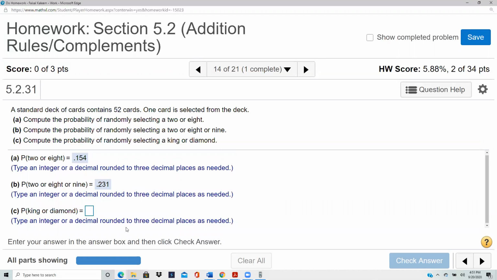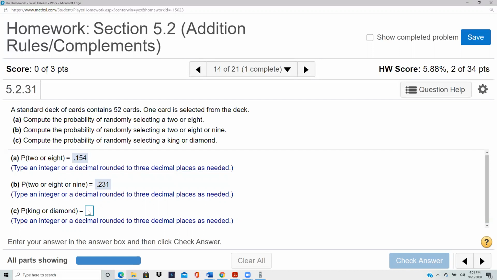And then king or a diamond, that's a bit different because there is overlap between kings and diamonds. There was no overlap in the previous two parts because if you're a 2, you cannot be an 8, and if you're an 8, you cannot be a 2, so they are mutually exclusive. But the king and diamond are not mutually exclusive because there is one king of diamonds.